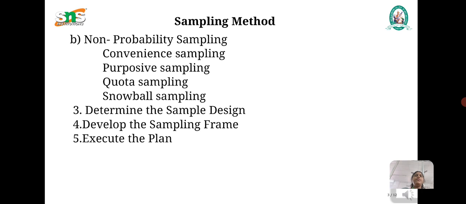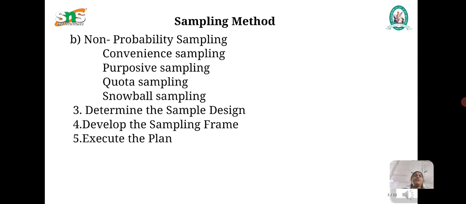In probability sampling, we will know very well the probable outcome of the sample. In non-probability sampling, sometimes we will not know the probability, and it is exactly a qualitative sampling only. From that, we have to determine the sample design. What will be the sample design? And from the sample design, we have to develop the sampling frame. What is the framework for the study, how the sampling has to be done, and how it will work out, and so on. And finally, we have to execute the plan.